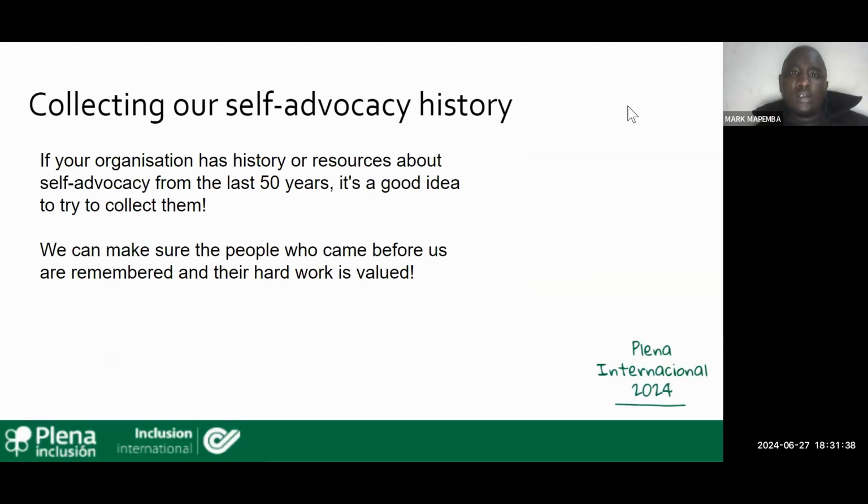So collecting our history is important. If your organization has historical resources about self-advocates from 50 or 30 or 40 years ago, it is a good idea to try to collect them. We can make sure the people who came before us are remembered and their hard work is valued.